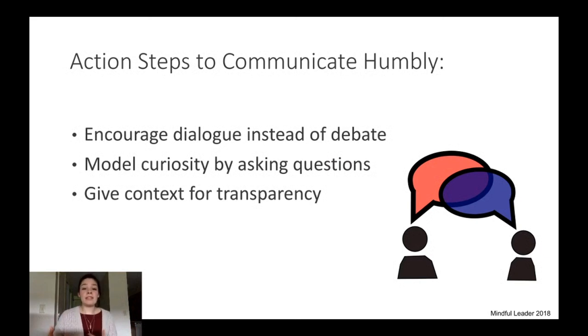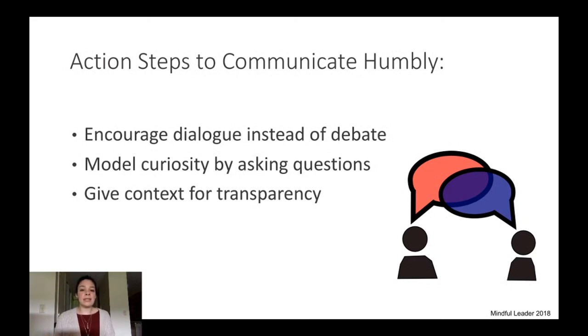If you're coming from a place of debate, then you are likely going to be below the line, coming from a place of scarcity, of fear, of control. But by switching the script and asking those questions, you are hopping above the line, coming from that place of openness and having the willingness to learn that other person's perspective.